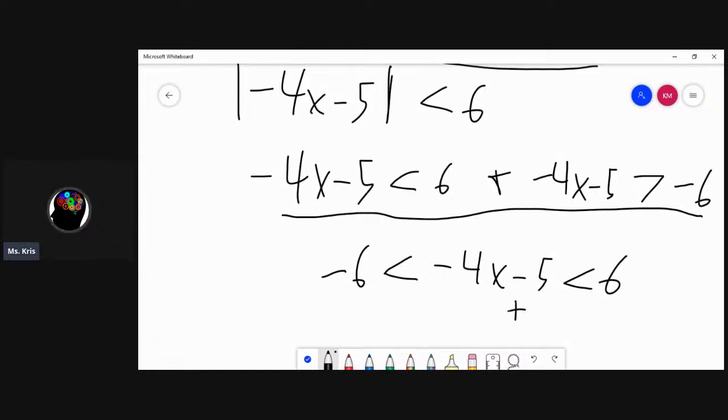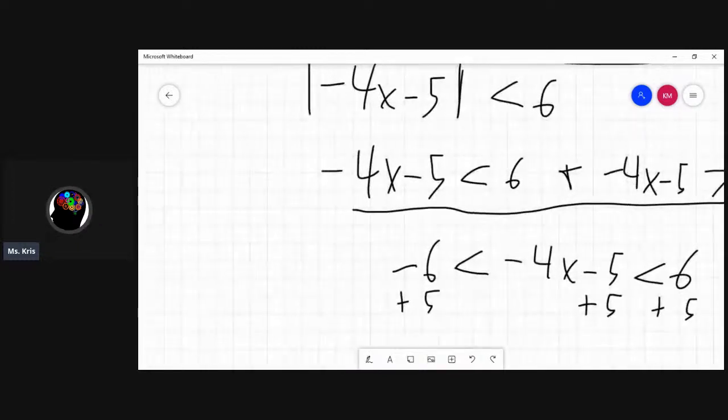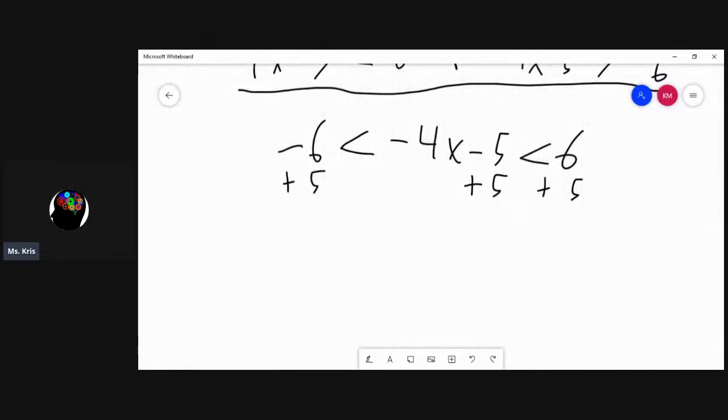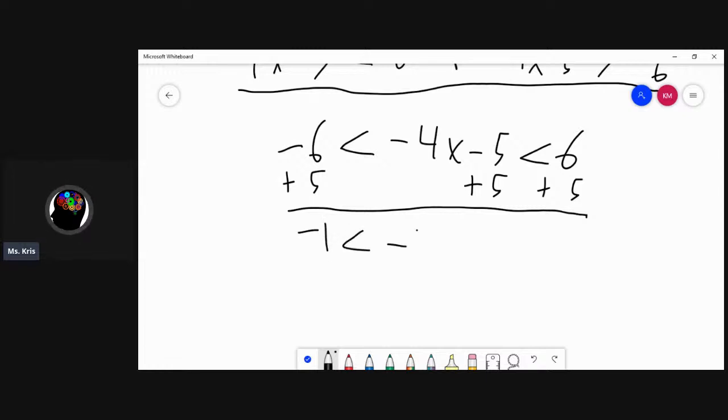Now, I will add 5 to all sides of the inequalities, just so I can get my -4x by itself. So now, -6 plus 5, that's -1, less than -4x, less than 6 plus 5, that's 11, right? So now, divide everything by -4.